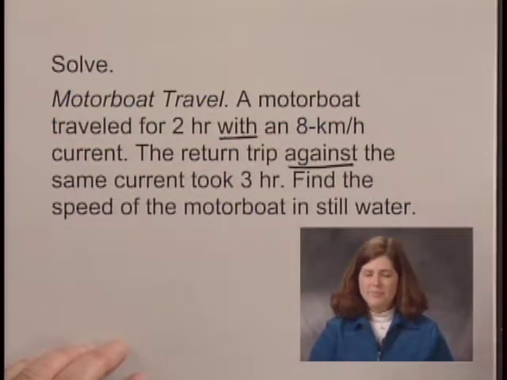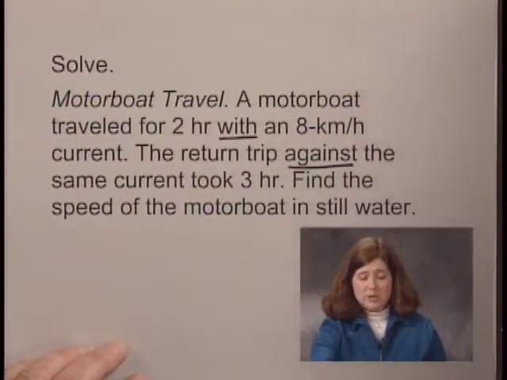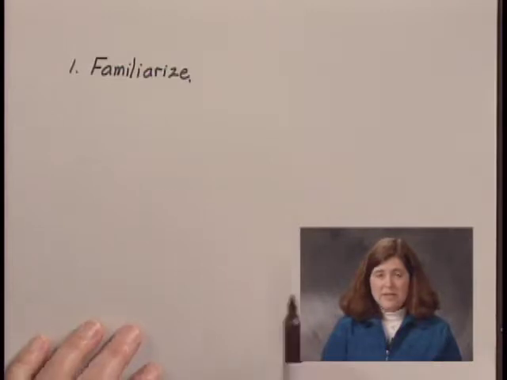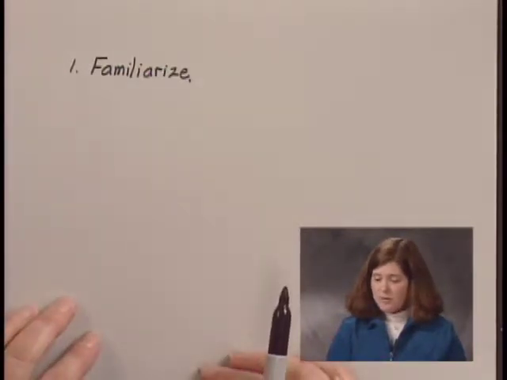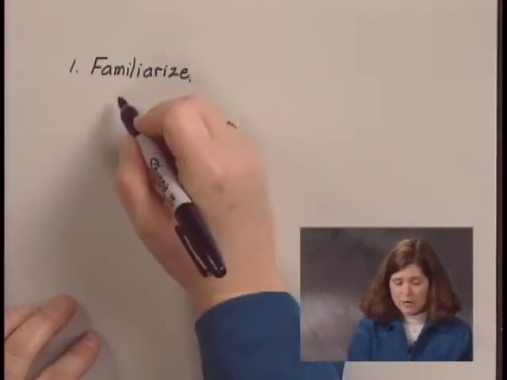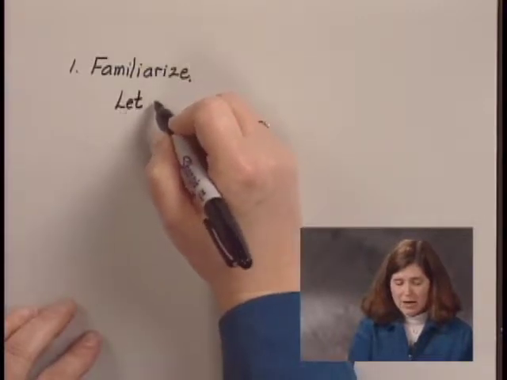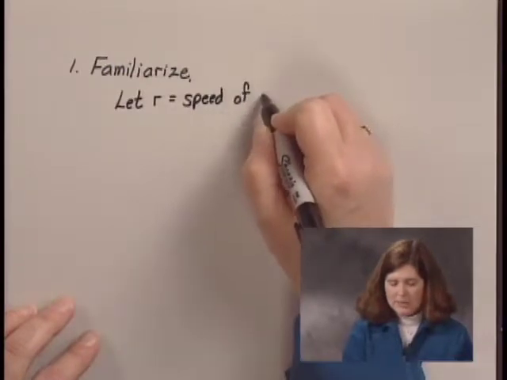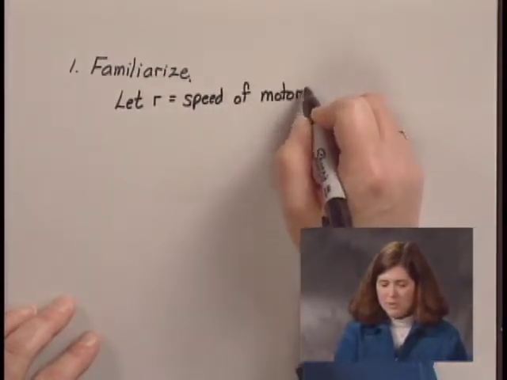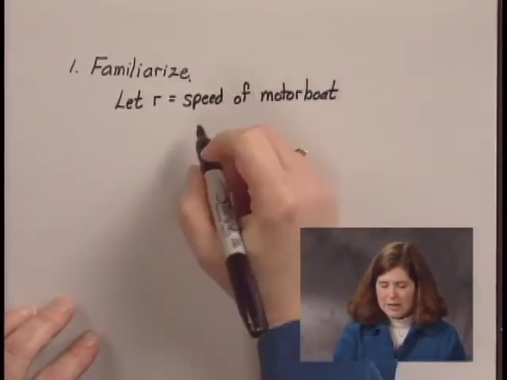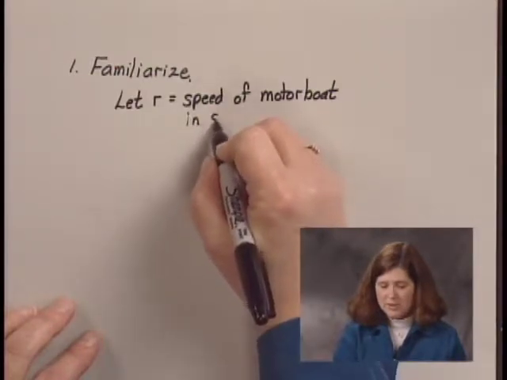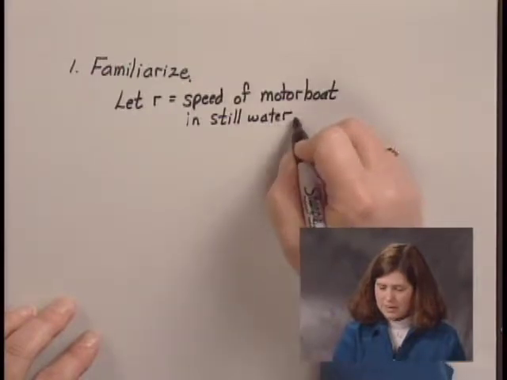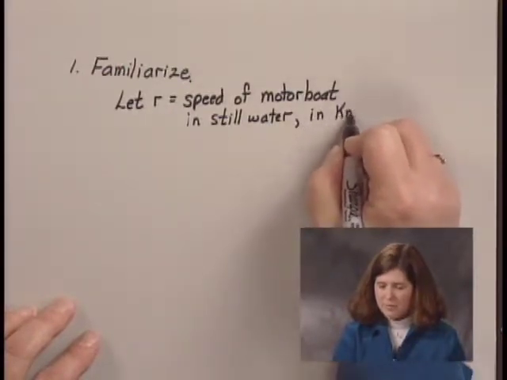with the current. When we familiarize ourselves with the situation, we'll want to define some variables. Since we're looking for the speed of the motorboat in still water, we'll let R equal that speed. And I'll make it real clear that this is the speed of the motorboat without current, or in still water. And this would be in km/h.